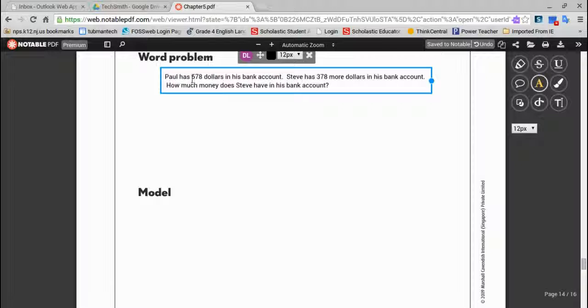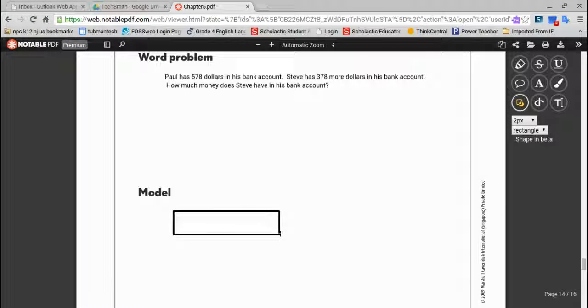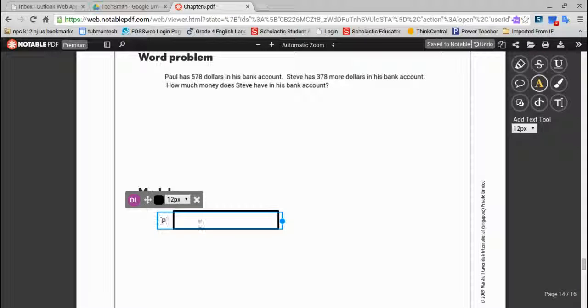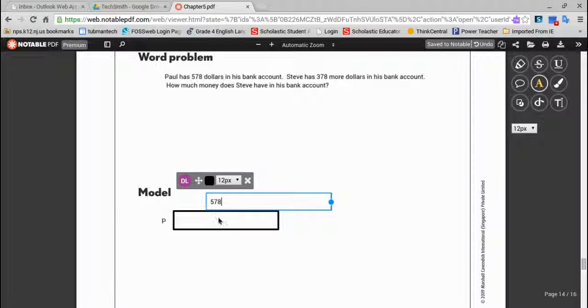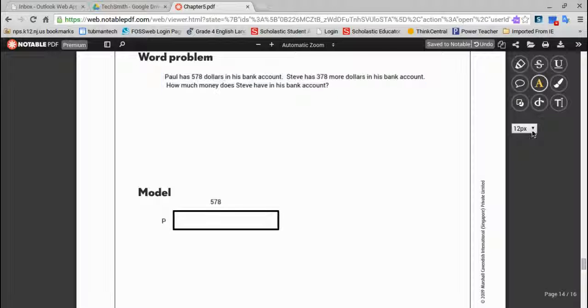So here we go. Paul has $578 in his bank account. So here's the first bar model I'm going to draw. And I'm going to draw a bar model for Paul. I'm going to put a P next to my bar model for Paul. And I'm going to write $578. Okay, here we go. Steve, my next sentence, Steve has $378 more dollars in his bank account.